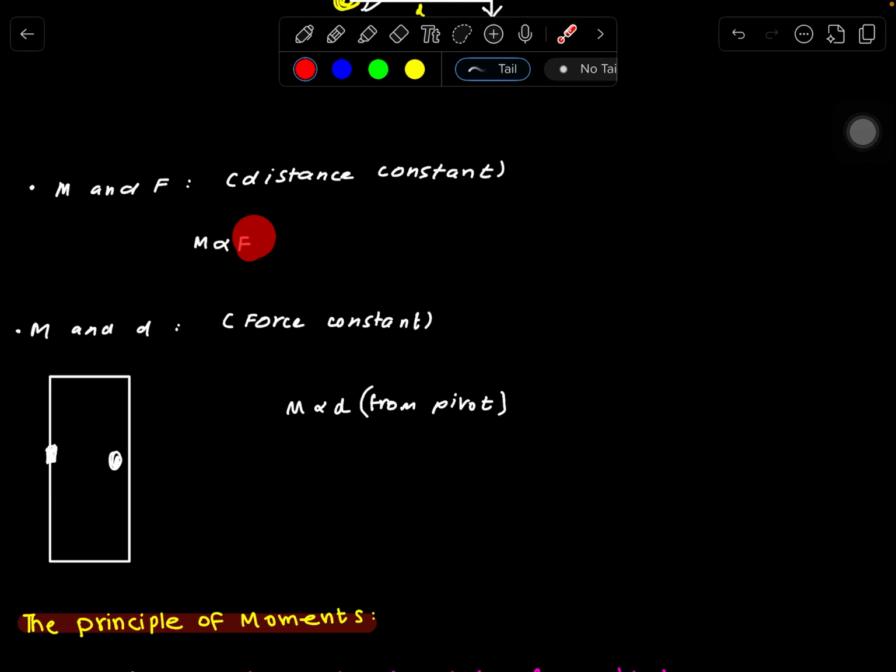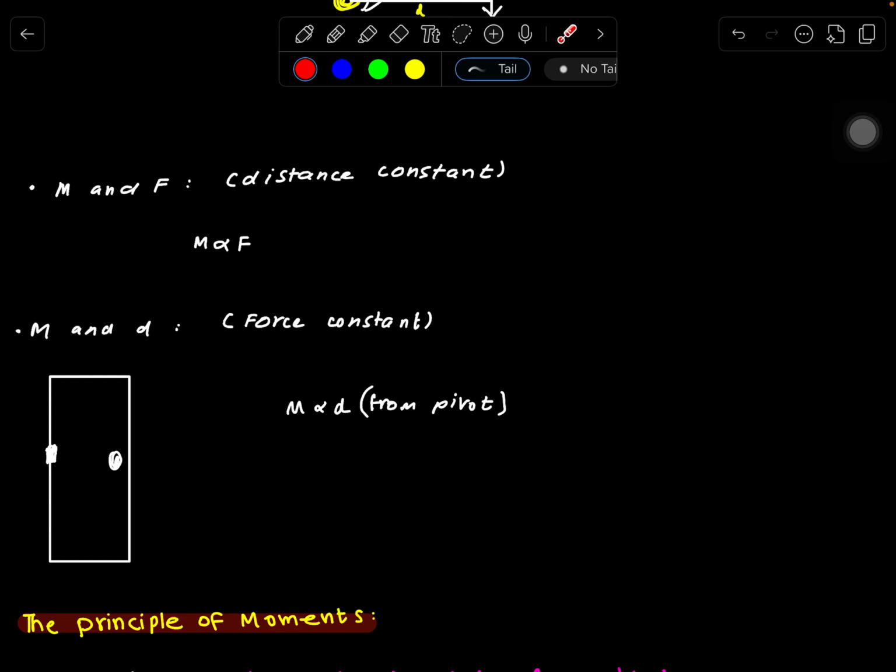And if you keep the force constant and you look at the relationship between moment and distance, then they're also directly proportional. I think we should start calling moment rotation because that might just intuitively be more stimulating. So I'll just say rotation for moment for just a few minutes at least for the lecture.